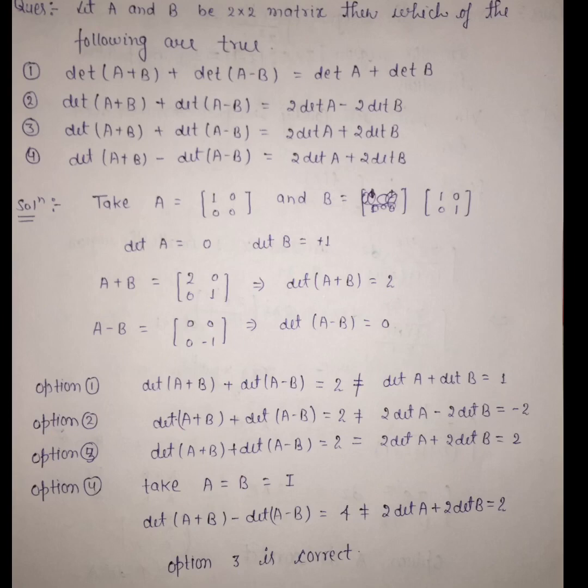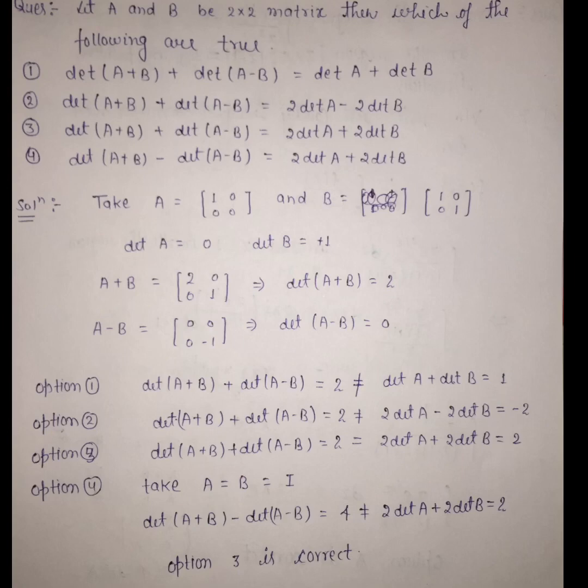For option A, we will take A is equal to [1 0; 0 0] and B is equal to the identity matrix of order 2 cross 2. So determinant of A is equal to 0 and determinant of B is equal to 1. And A plus B is equal to [2 0; 0 1] and determinant of A plus B is equal to 2. And determinant of A minus B is equal to 0. For option A, determinant of A plus B plus determinant of A minus B is equal to 2 plus 0 is equal to 2. But this is not equal to determinant of A plus determinant of B. So option A is not correct.